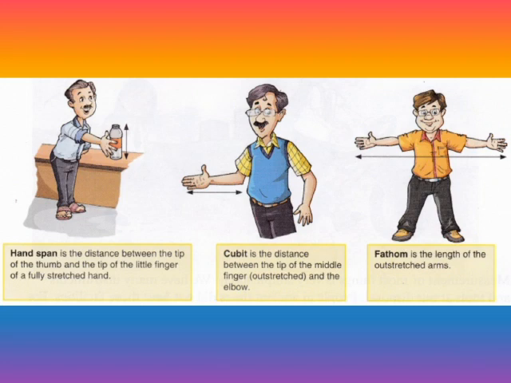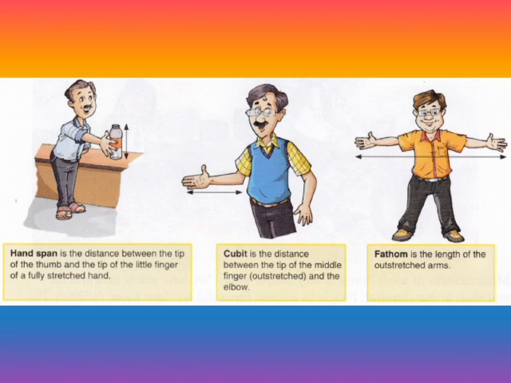The names of the measures used in ancient times were handspan, cubit and fathom. So we'll see what these are. First is handspan. The length between the tip of the thumb and the tip of the little finger of a fully opened palm is called a handspan. So you can measure the length with the help of your hand. That is called handspan.